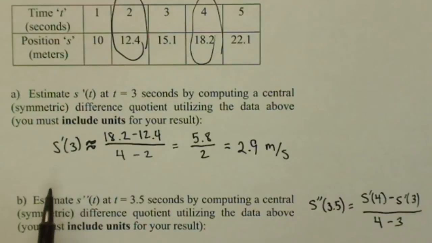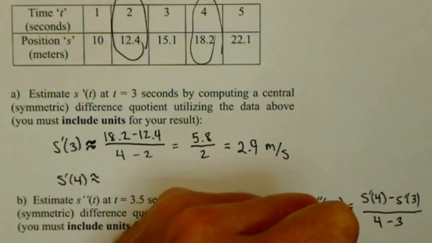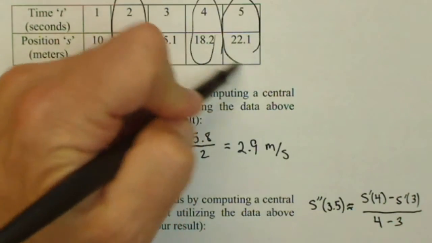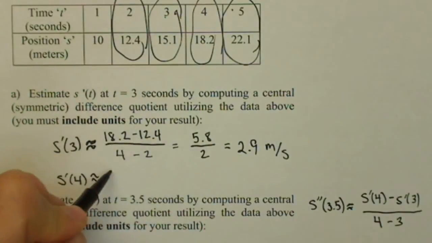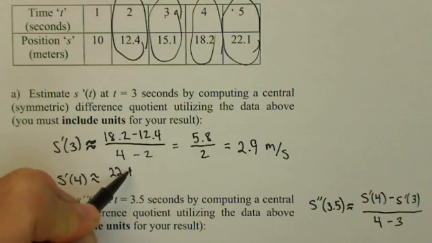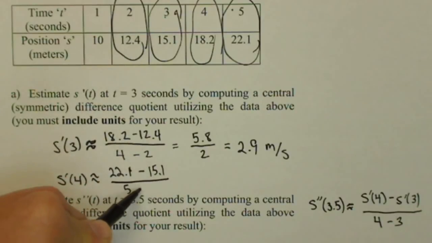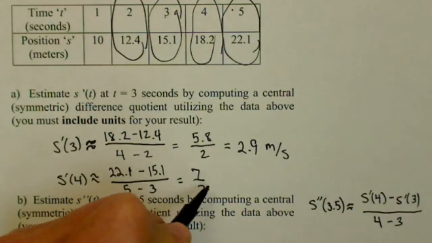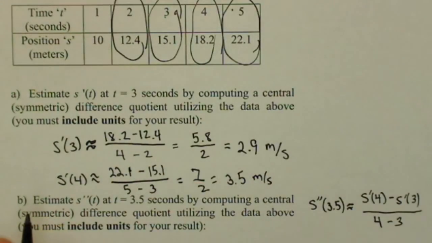Now we need that other value. I've already found s prime of 3. We do need s prime of 4, so this will give us a little more practice at using a symmetric difference quotient. Remember, I'm going to use the points on the two sides of 4. So I'm going to use this one at 5 and this one at 3. So 22.1 minus 15.1 over 5 minus 3. So that's going to give us 7 over 2, or 3.5 meters per second.